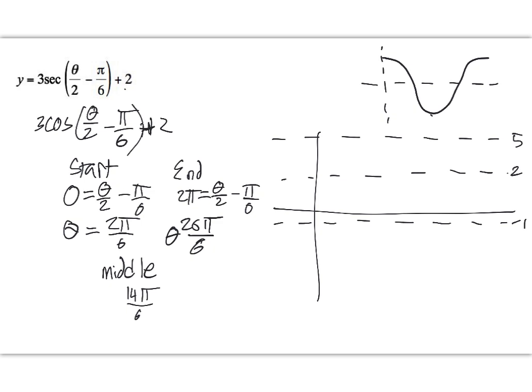So we've got a beginning point at 2 pi over 6. We've got an end point at 26 pi over 6. We've got the nice middle point at the bottom at 14 pi over 6. We've got 2 points left to figure out. Between 2 and 14 is going to be, adding those up, we get 16 divided by 2, 8 pi over 6.